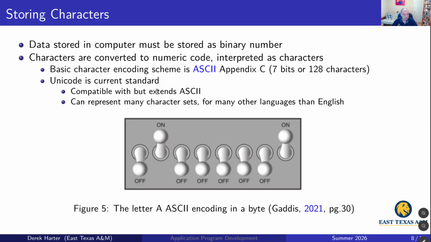And we can represent other things than numbers. So another common thing that we need to work with, especially in this class, are characters or textual data. So characters are converted to a numeric code that we can interpret as characters. So if you're not familiar with this, you might want to take a look at the ASCII table. So this is actually in Appendix C of our textbook.